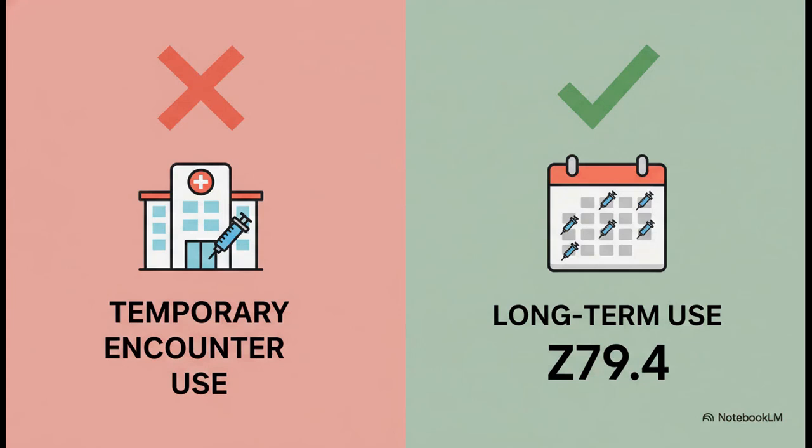Now here's the crucial fine print. The key phrase here is long-term use. If a patient in the hospital gets a one-time shot of insulin just to manage their blood sugar during their stay, you do not use the Z79.4 code. That code is only for patients who are on insulin as part of their regular, ongoing treatment plan at home.